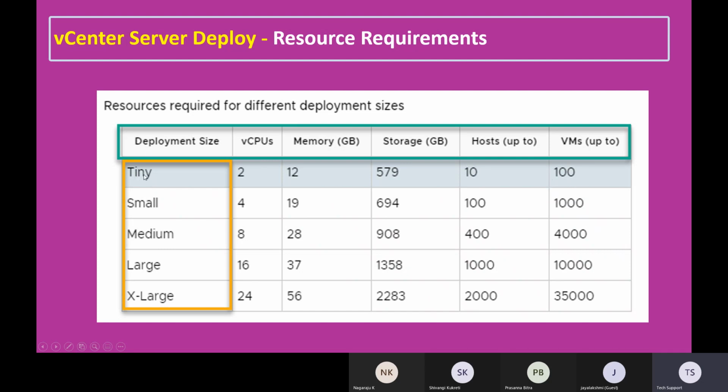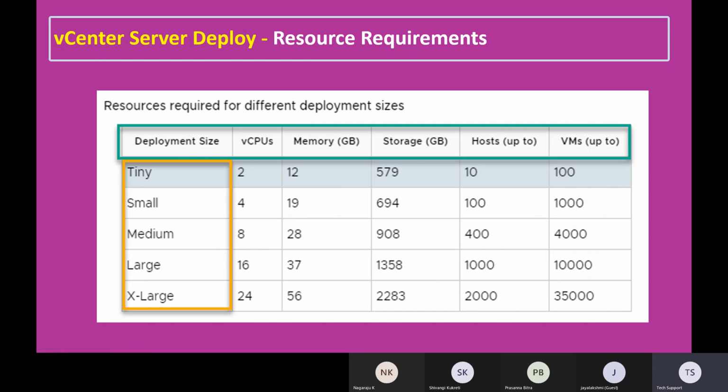It will support a maximum of up to 10 hosts and 100 virtual machines. That is the capacity of Tiny. And if we increase the size to Small and Medium, similarly the CPU, memory, and storage sizes will increase. If you use X-Large, it supports up to 35,000 virtual machines. This is about the vCenter server deployment resource requirements.